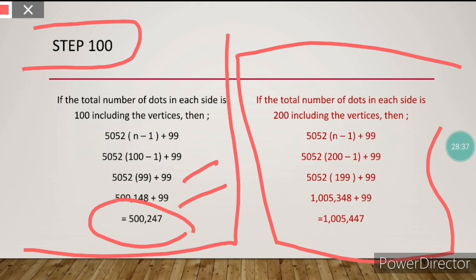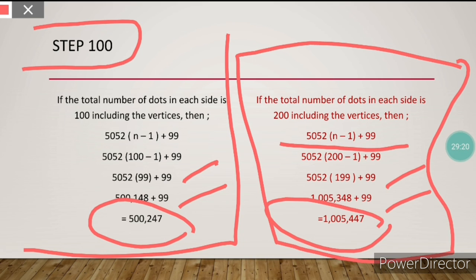Now, if the total number of dots in each side is 200 including the vertices, then using the formula 5052(n − 1) + 99, the total number of dots is equal to 5052 multiplied by (200 − 1) + 99, which is equal to 5052 multiplied by 199 plus 99, which is equal to 1,005,348 plus 99, which is equal to 1,005,447 dots.